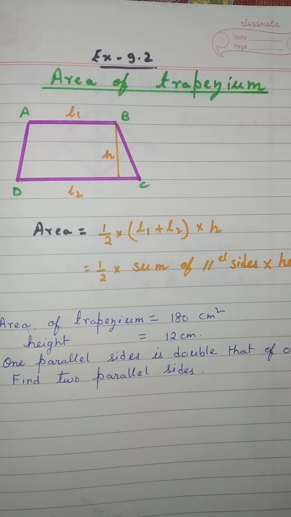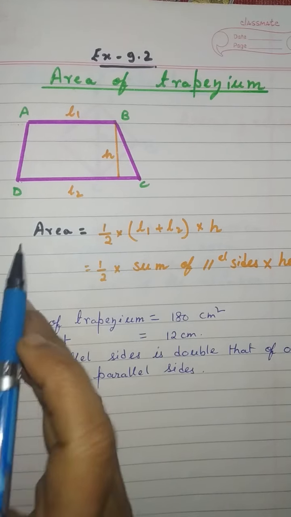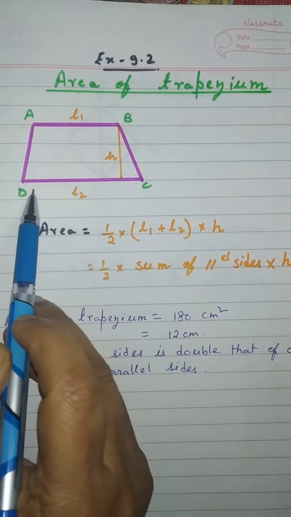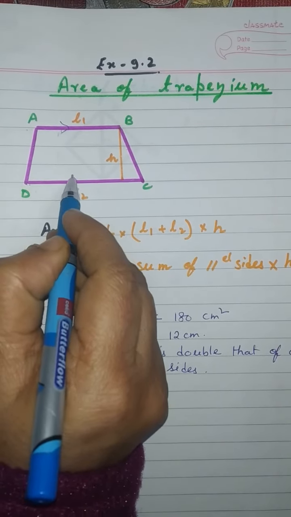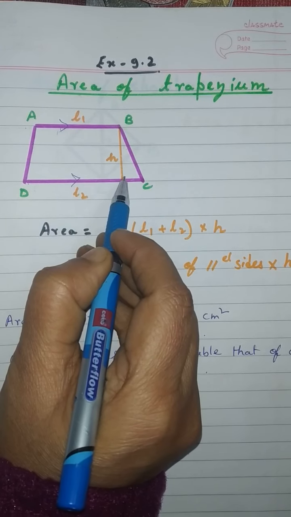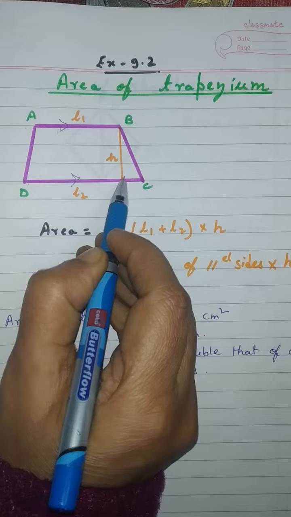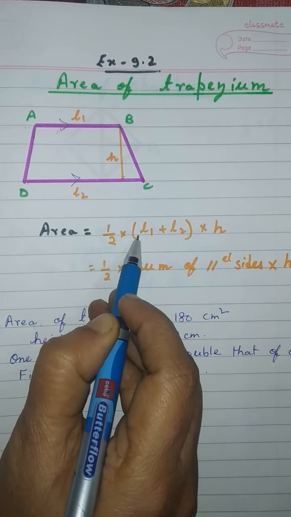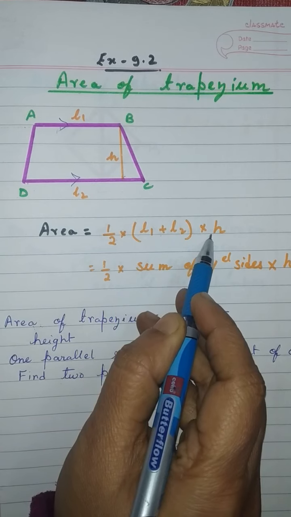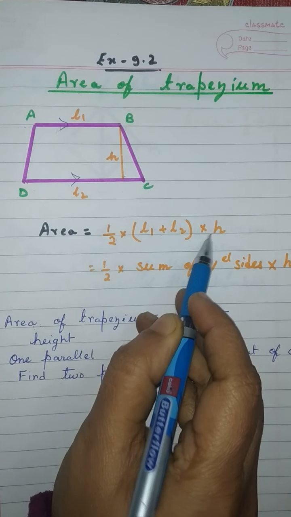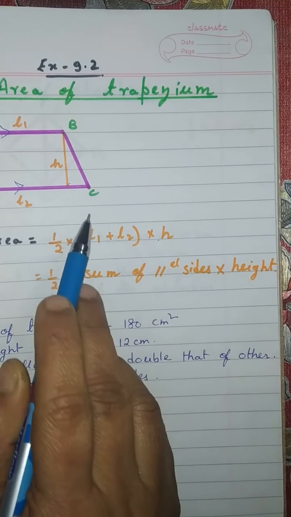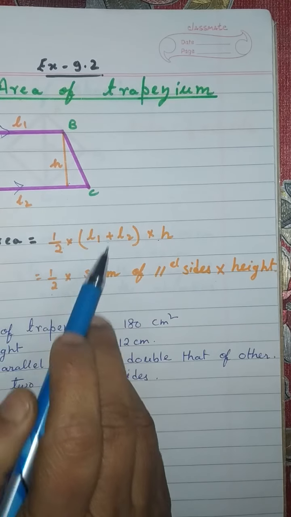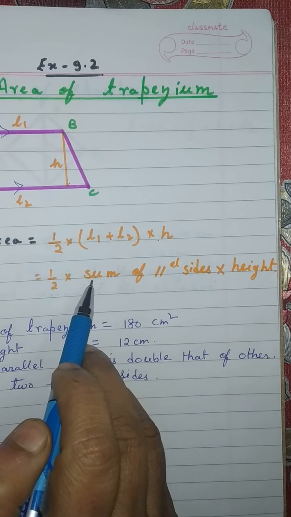What is a trapezium? When two sides are parallel, it is called a trapezium. So in this figure, ABCD is a trapezium where L1 and L2 are the lengths of its parallel sides and H is its height. So area of a trapezium is equal to half into (L1 plus L2) into H. In other words, half into the sum of the parallel sides into height is the area of the trapezium. By using this formula, let us solve one question.